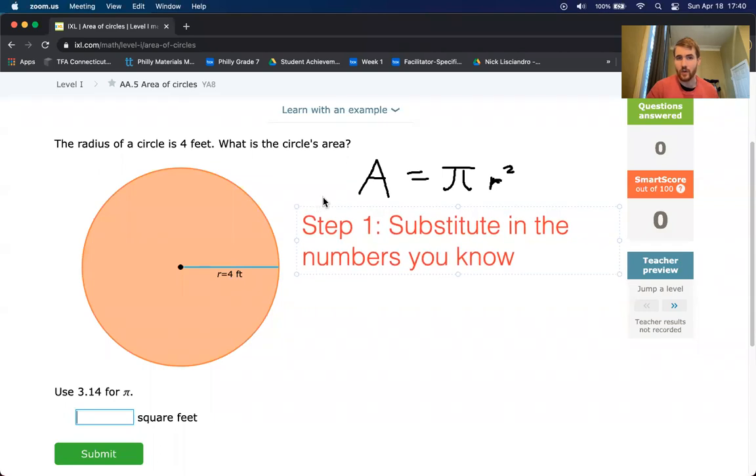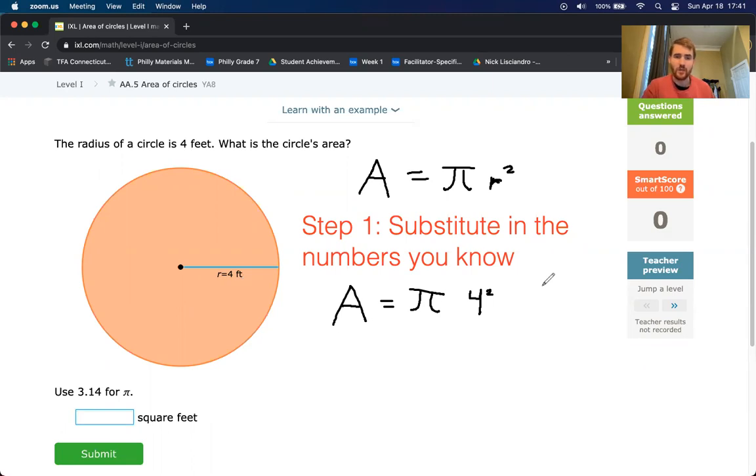So in this case, what do we know? Well, we're trying to figure out the area. We don't know that yet, but we do know that r equals 4. So that's going to be pi, not times r squared, but times 4 squared. So A equals pi times 4 squared.